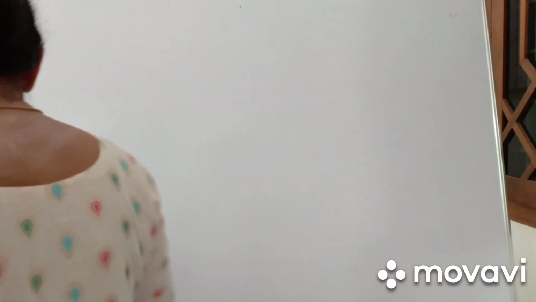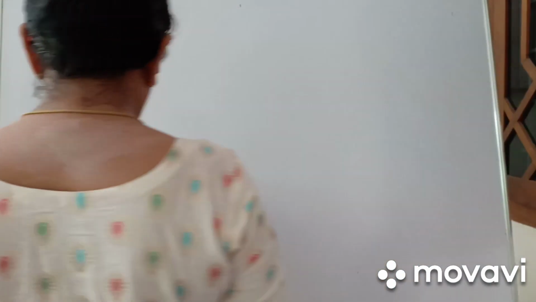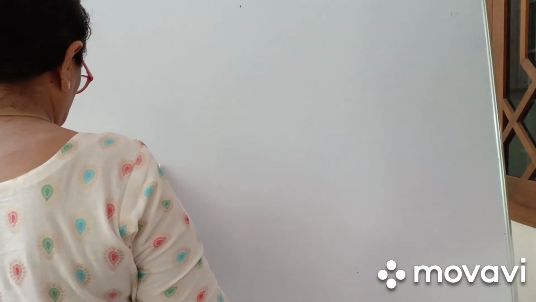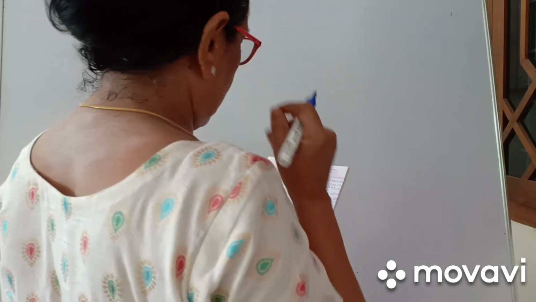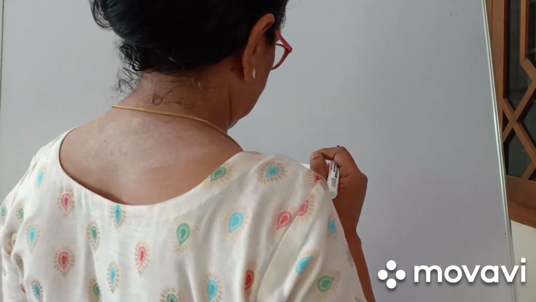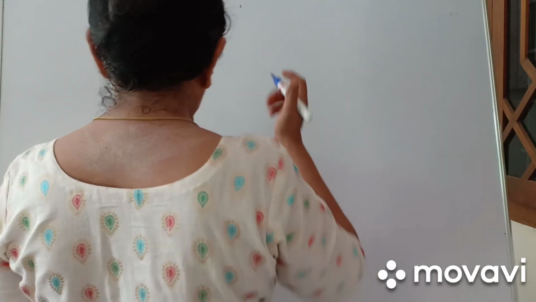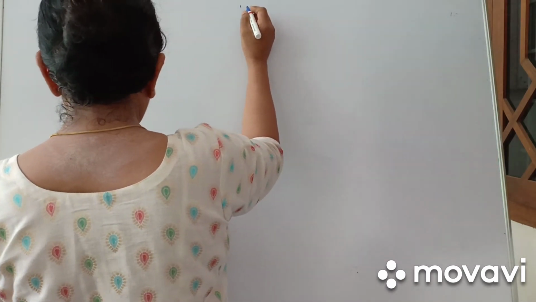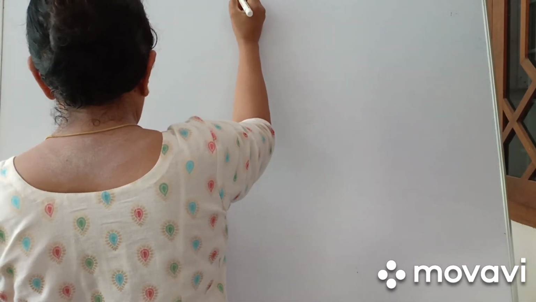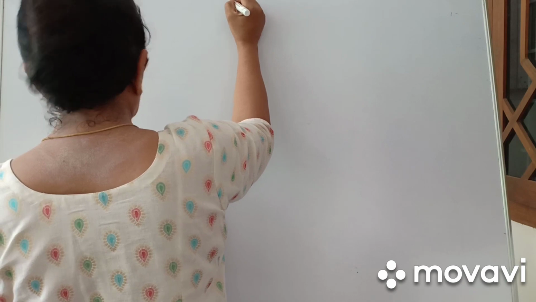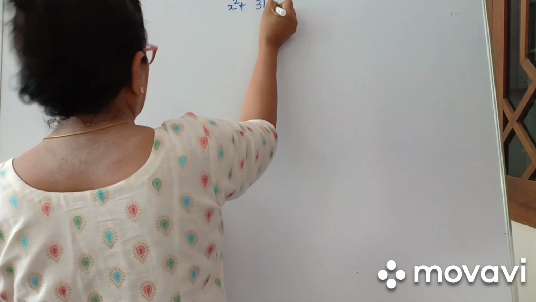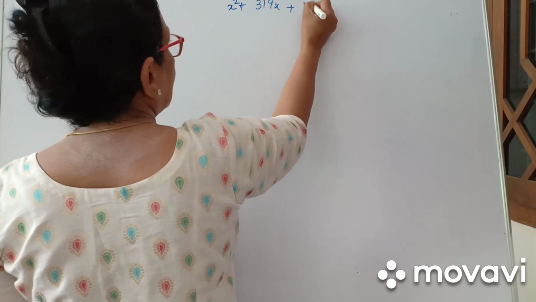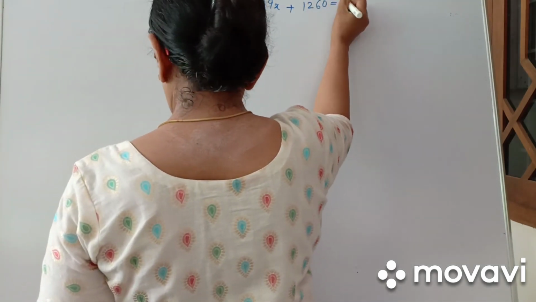Next, I will give you a good problem, which is x squared plus 319x plus 1260 equal to 0.